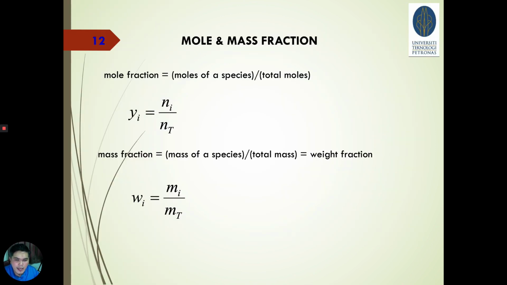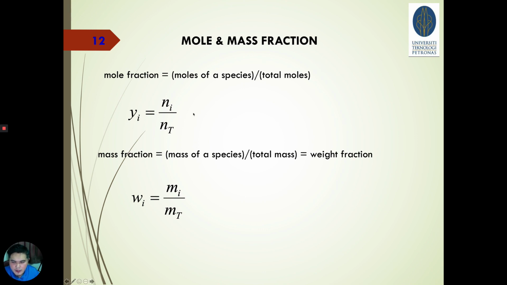Another thing that we have to know is the mole fraction as well as the mass fraction. So mole fraction is always denoted sometimes with yi or xi. Okay, y usually represents the component in the gas form, and x is the component in the liquid form. If we calculate the mole fraction of a certain component in a liquid, we usually use x. If we calculate the one in the gas, we use y. But here, if you want to calculate the mole fraction for a species, it is the number of moles of that particular species divided by the total number of moles that we have in that particular system.